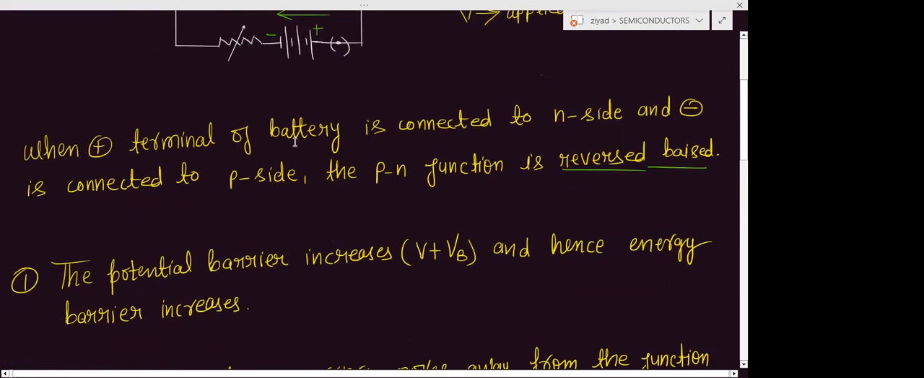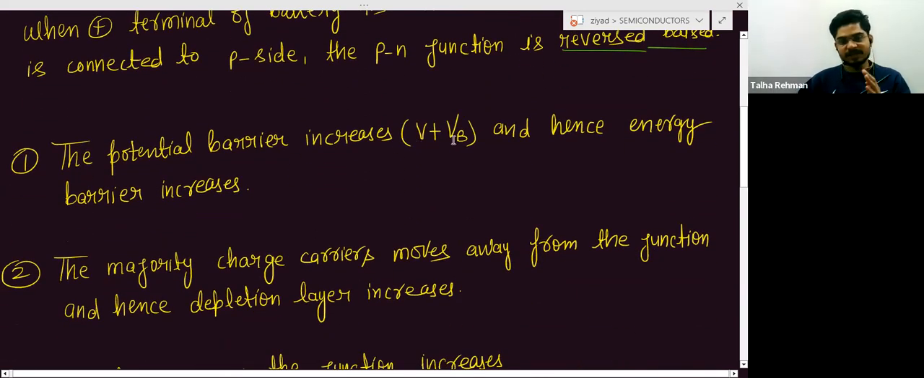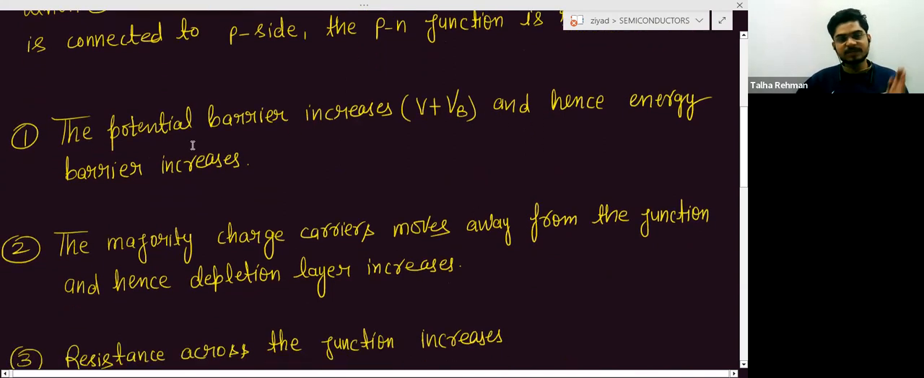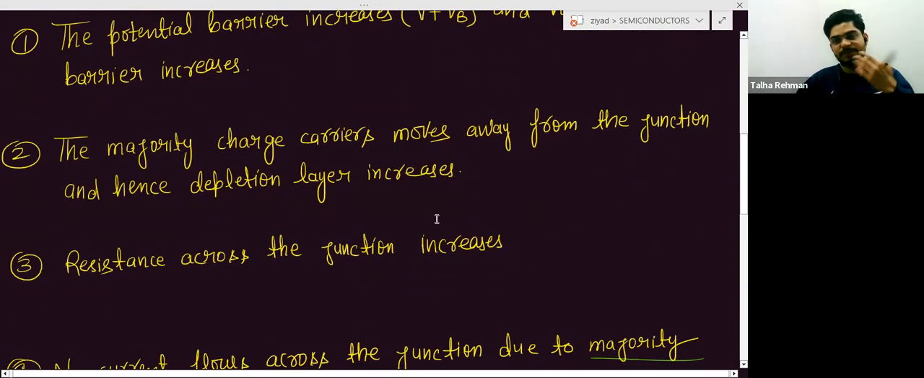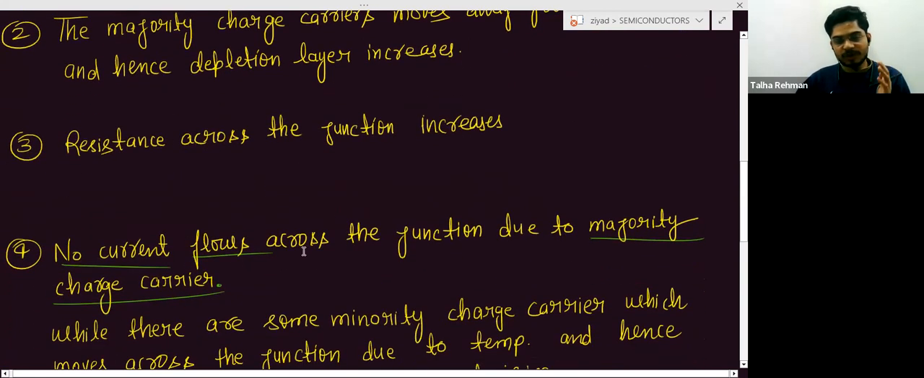So when the positive terminal of the battery is connected to the N side and the negative terminal is connected to the P side, the PN junction is reverse biased, the potential barrier increases to V plus Vb, and hence the energy barrier increases. The majority charge carriers move away from the junction and hence the depletion layer increases. Resistance across the junction increases. No current flows across the junction due to the majority charge carriers.